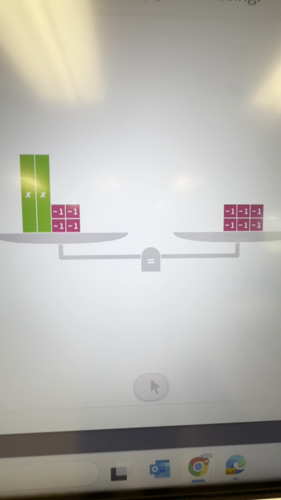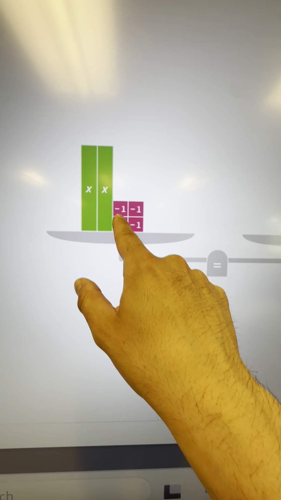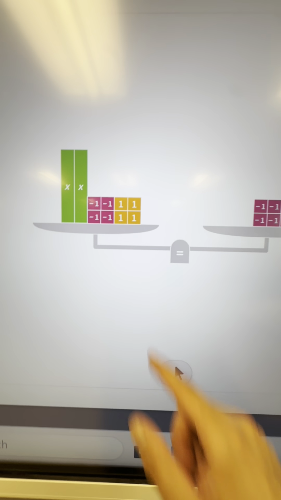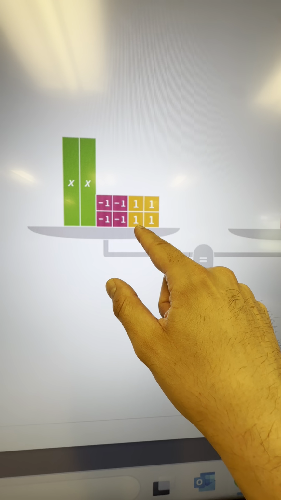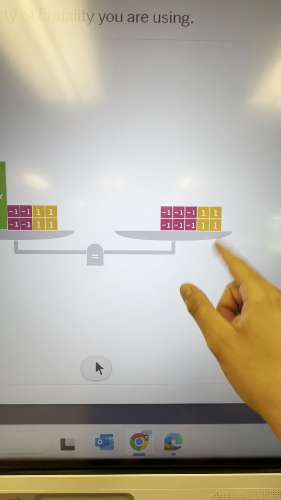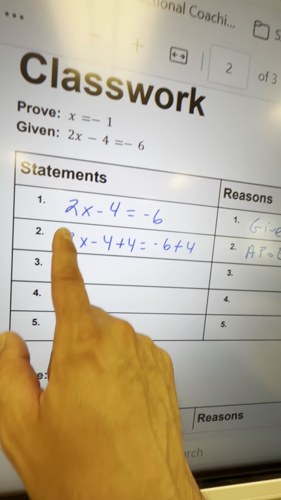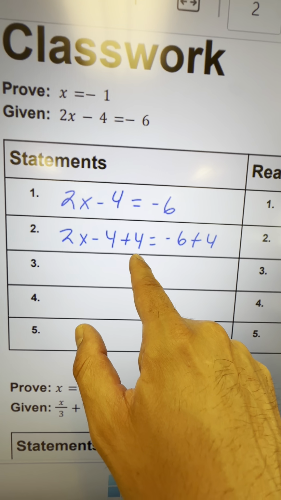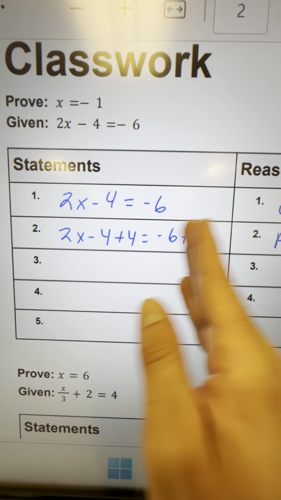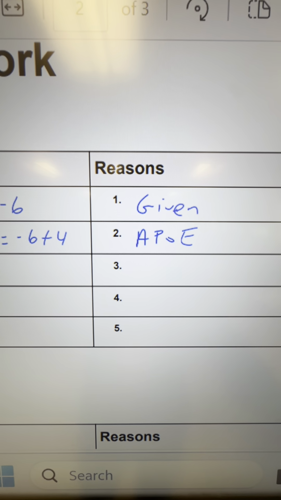You can see here, we want to isolate my 2 x's, which means I've got to get rid of these 4 negatives. And you can see here, to get rid of 4 negatives, I put 4 positives, and I balance it up by putting 4 positives on this side as well. So my step 2, you can see I added 4 to the left and right side. Since I added 4 to both sides, that's the addition property of equality.